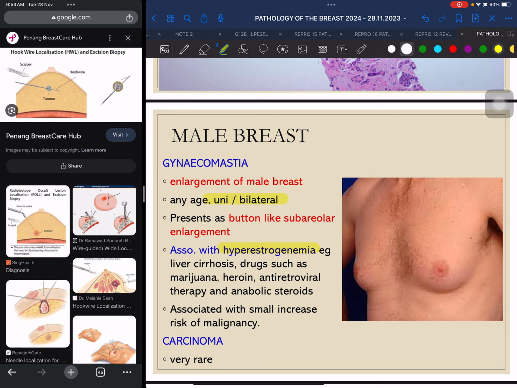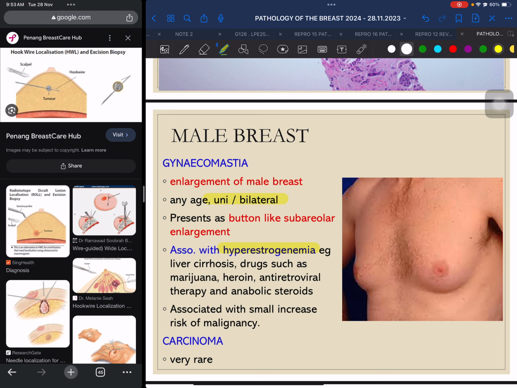So if you compare between the cytology just now and here, you have a core tissue biopsy, so you can see evidence of invasion. So this is all malignant cells invading into the stroma.